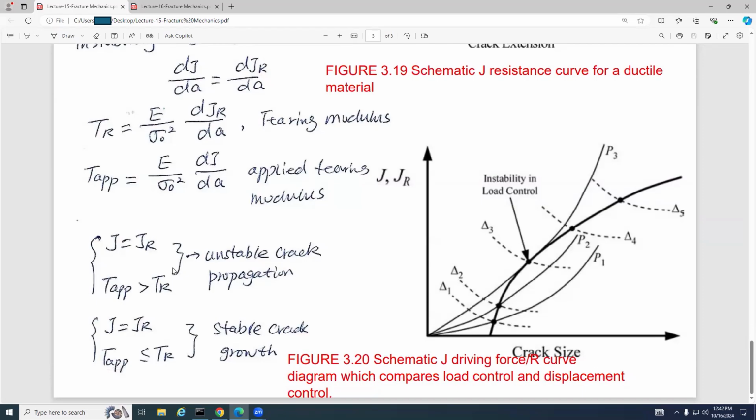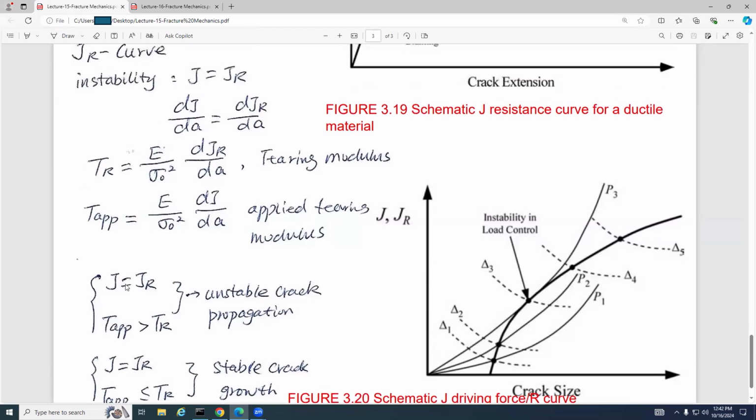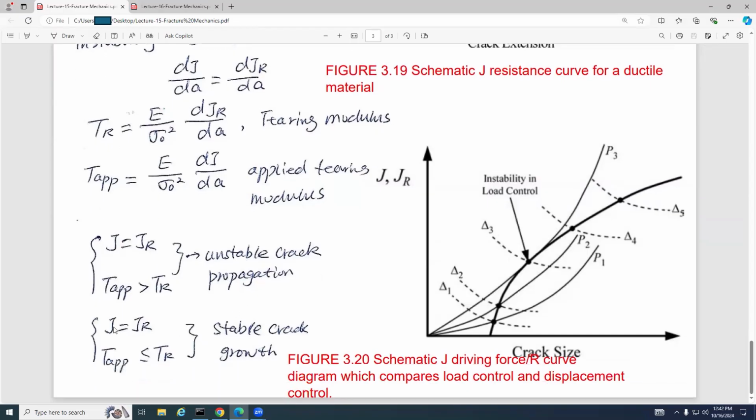So this is when J equals JR and TAPP is greater than TR, so this is unstable. However, when J equals JR and TAPP is less than or equal to TR, it is a stable crack growth. And for displacement control, it usually is stable crack growth. That means if this condition is met, you have crack growth, but then you stop. The crack will stop.